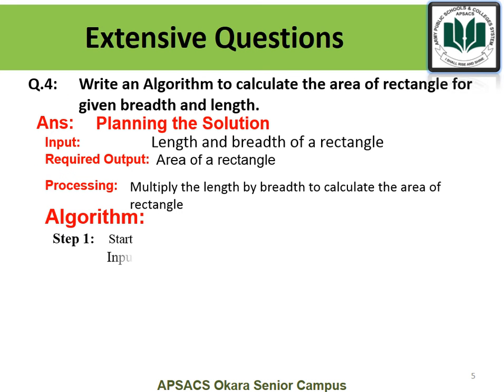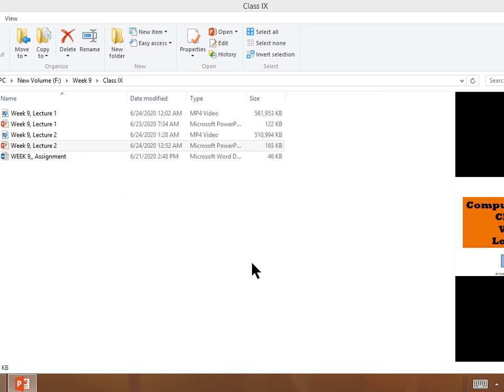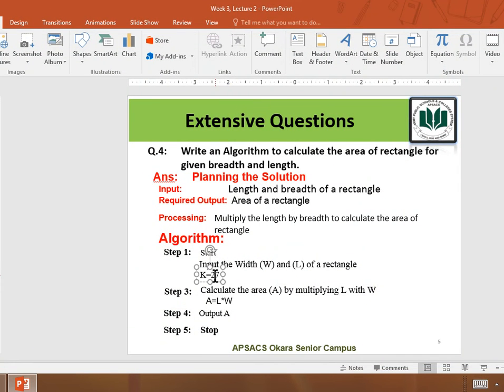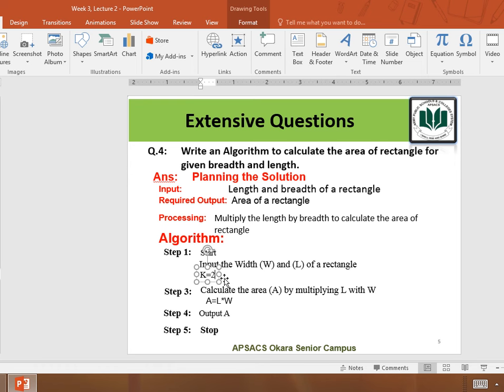Step 1, start. Let the length and breadth be input. We have not written the values, so you can write them: let input the width and length of the rectangle. You can take any width, 10 or 5, and any value for the length, as you like. Sorry, I have written k here by mistake. I'm going to remove this. So remove the value of k here.